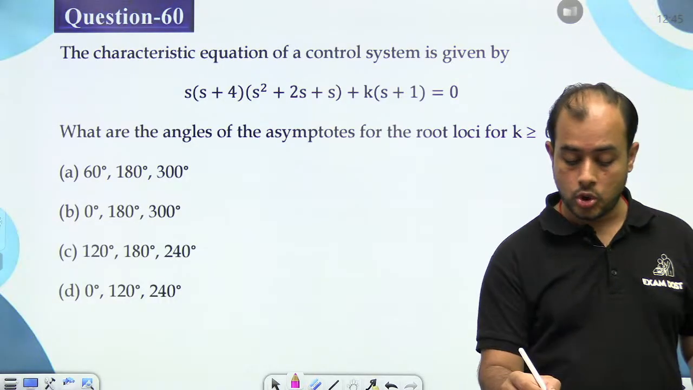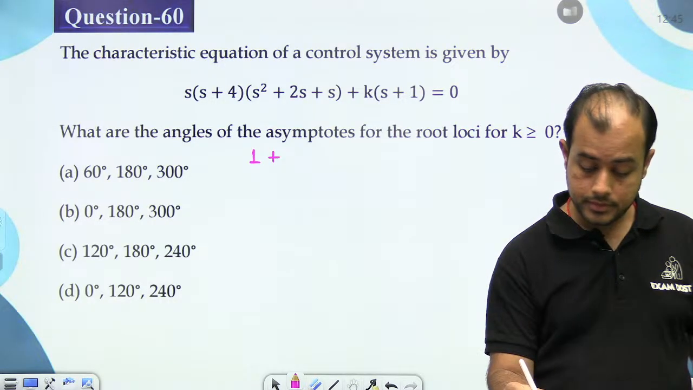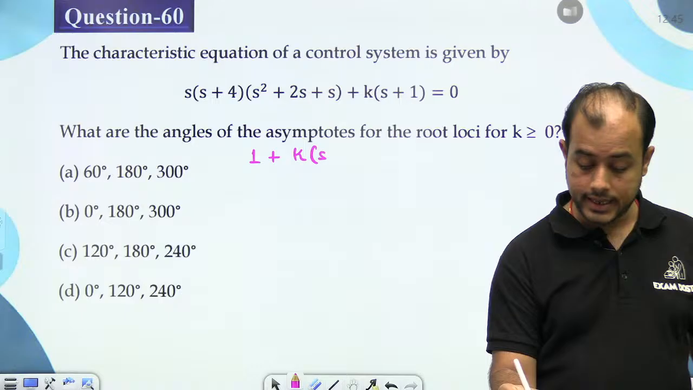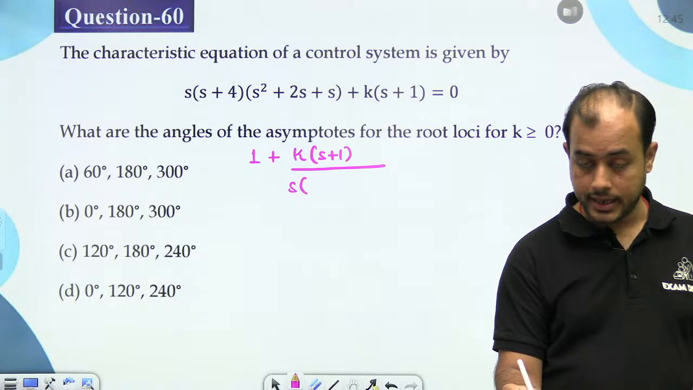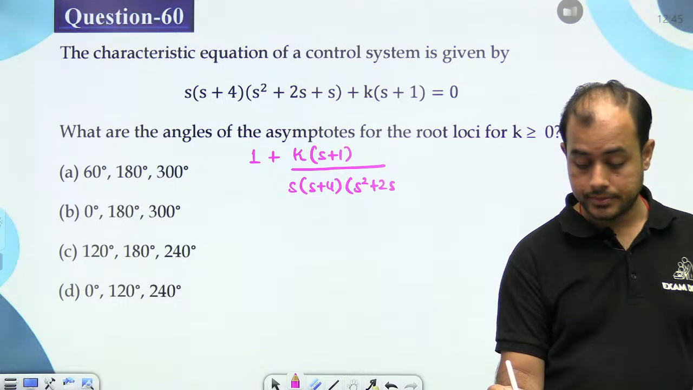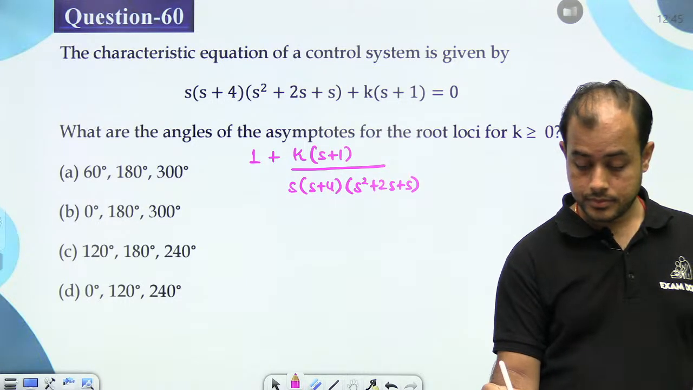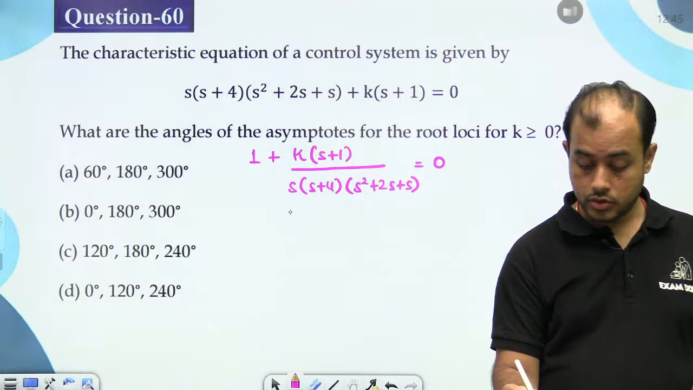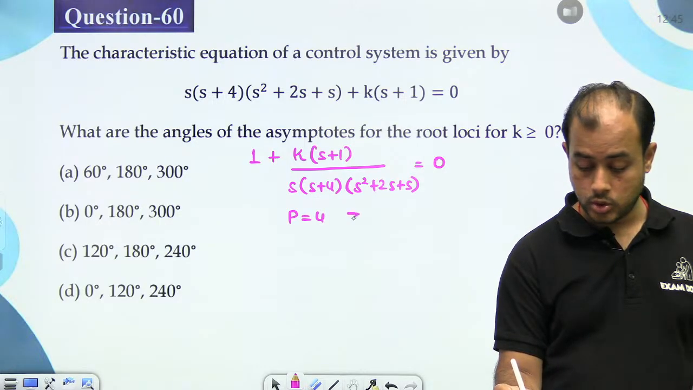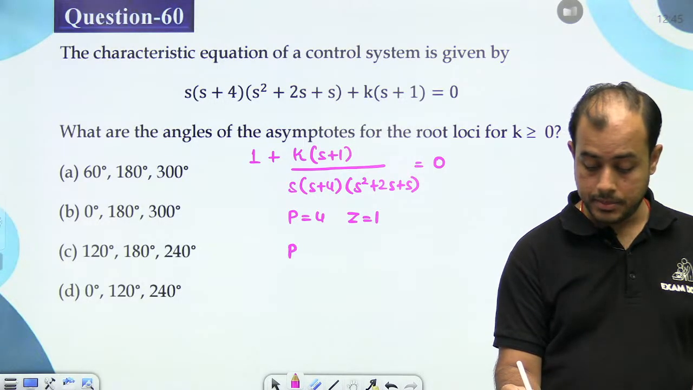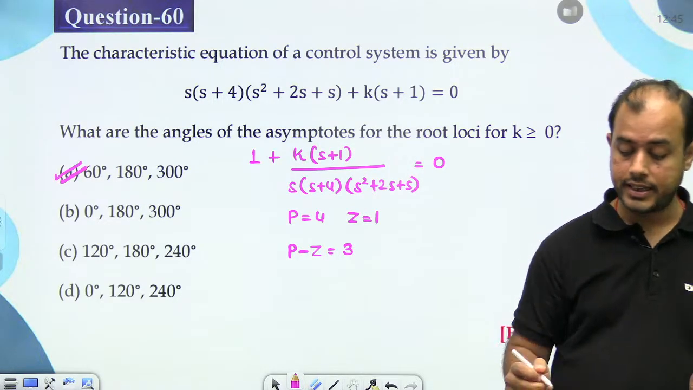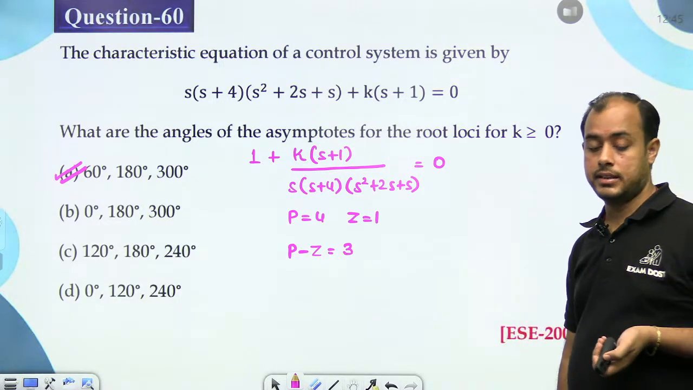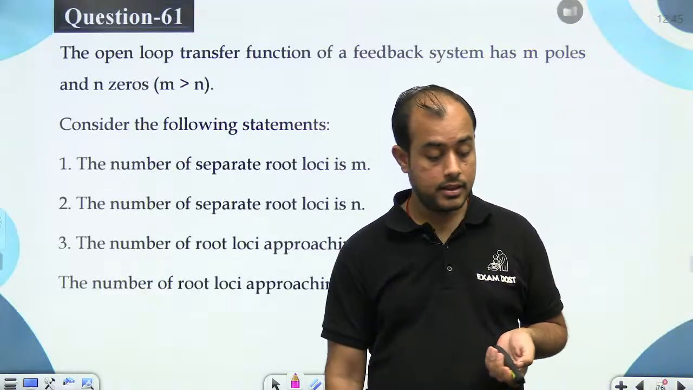Angle of asymptote. So collect the k terms, divide by rest of the expression. So poles are 4, zeros are 1, p minus z is 3. So angle is 60, 180, 300. Simple. ये तो standard angle.